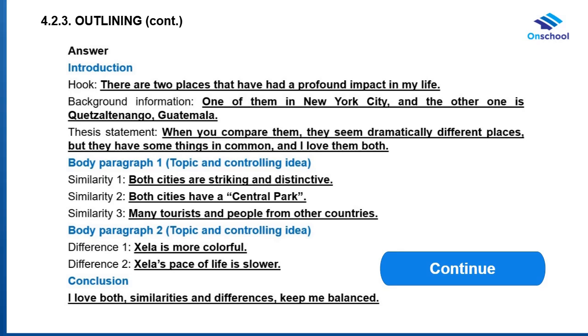We can find all 3 important sentences in the introduction. We can also find 3 similarities in the first body paragraph. Then we can find 2 differences in the second body paragraph. The conclusion ends with the author's feelings about the 2 cities.